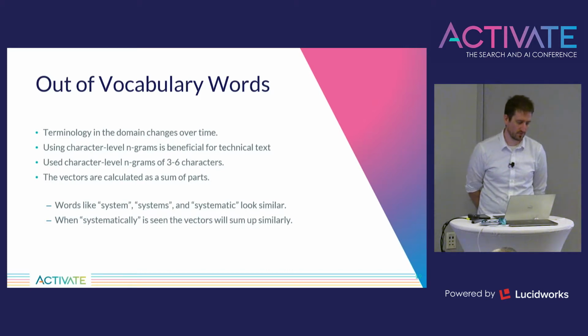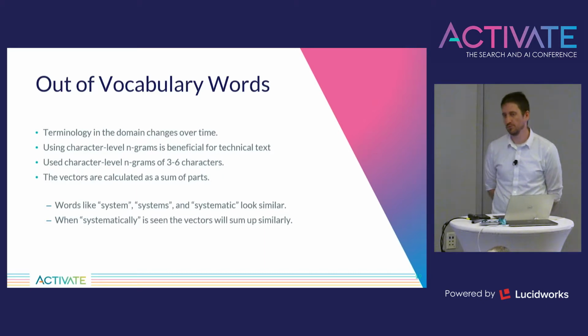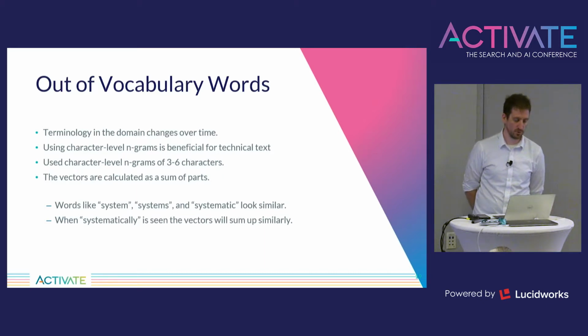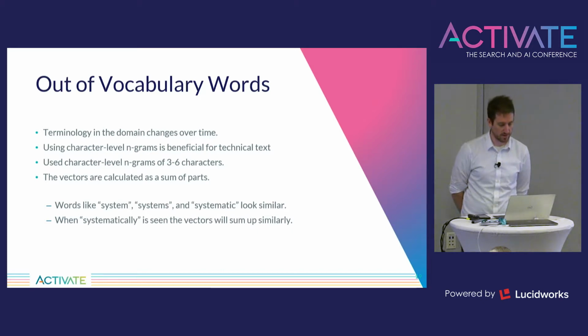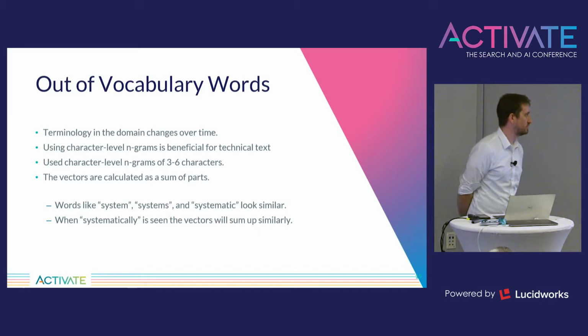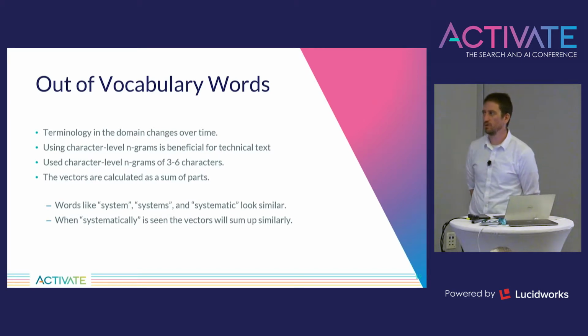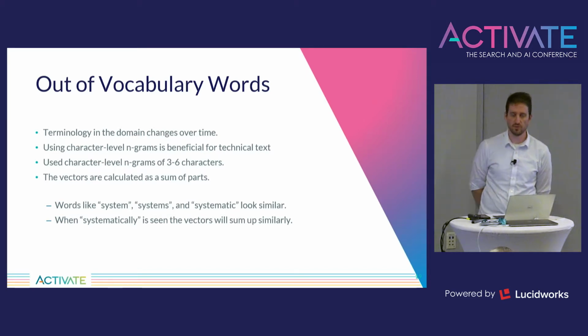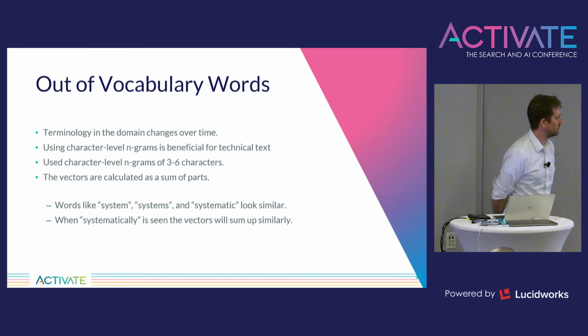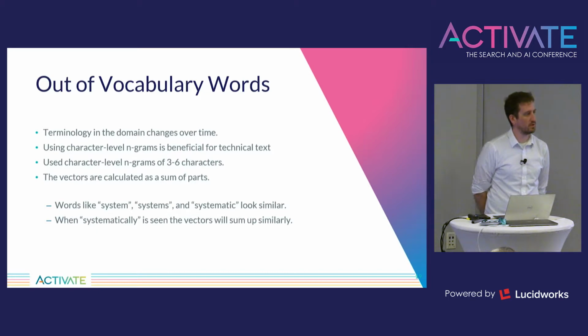fastText uses character-level n-grams, which is beneficial for technical text. Instead of learning on a word like system, systems, or systematic, it works on the character-level n-grams of each of those words. Later, if it sees a word that looks similar to system in some regard, it will be able to identify it as being somewhat related to system. In a domain of technical text where component names can change but can be somewhat similar over time, this is really beneficial to us.